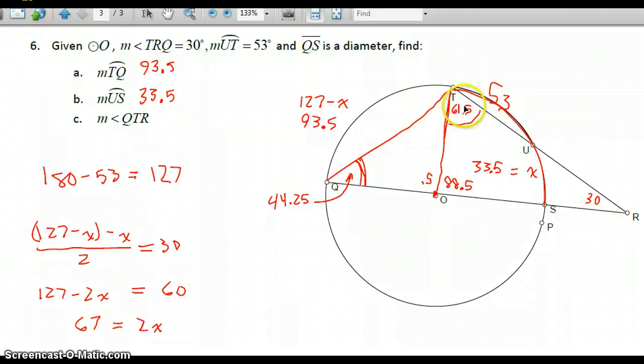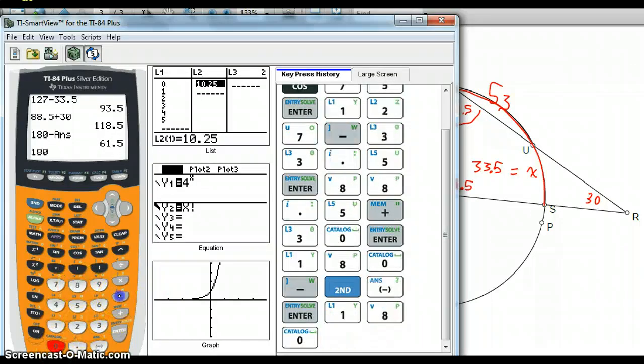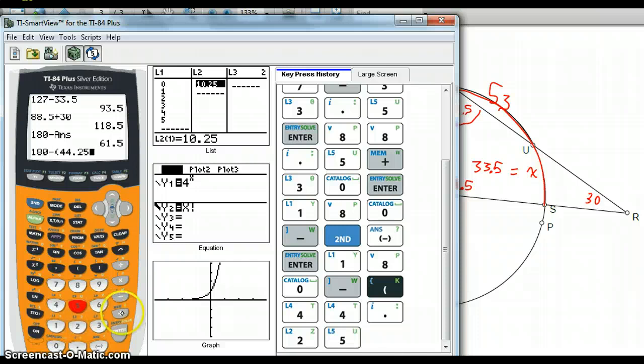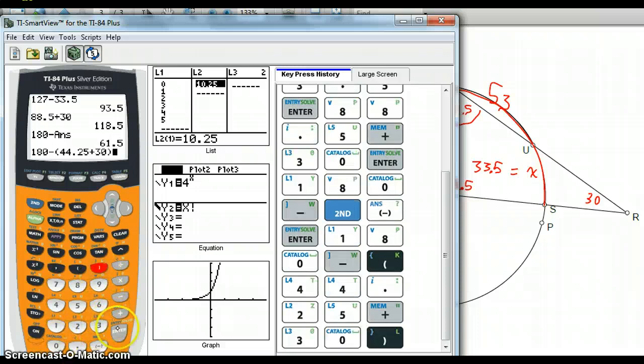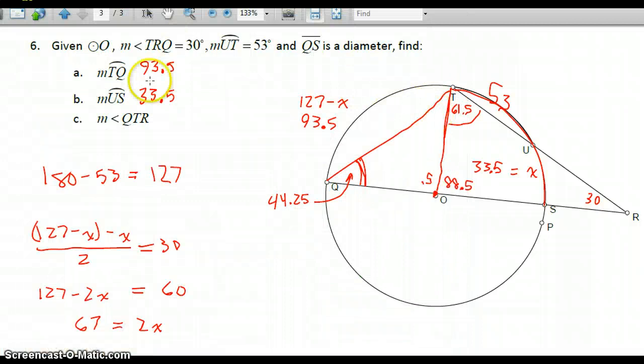Actually, this 61.5 wasn't helpful. I had to find the whole thing anyway. So I have 180 minus 44 and a quarter and 30, and I'm left with the angle I need, which is going to be 105.75. Yeah, the 61.5 turned out to be meaningless. Sorry about that.